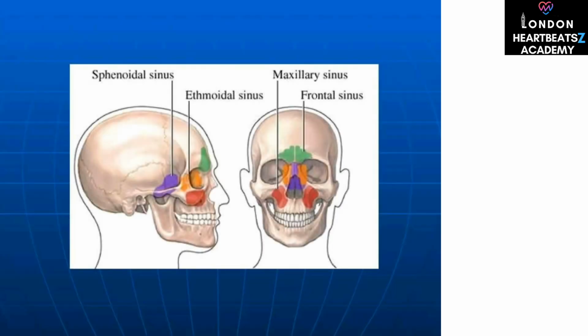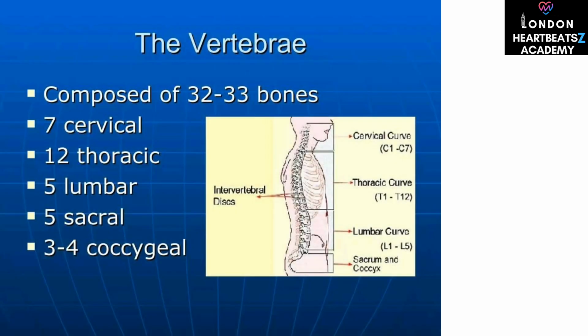We will begin with a look at the paranasal sinuses, including the sphenoidal, ethmoidal, maxillary, and frontal sinuses. The vertebral column, or backbone, is composed of 32 to 33 individual bones. These include 7 cervical, 12 thoracic, 5 lumbar, 5 sacral, and 3 to 4 coccygeal vertebrae.